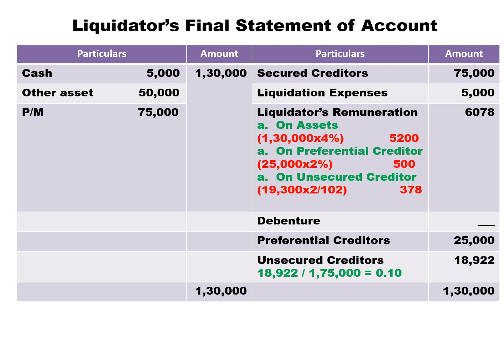We need to pay 1,75,000 to the unsecured creditors, but we have cash left of 19,300. So we don't have sufficient money. Therefore remuneration to liquidator on unsecured creditors is 19,300 into 2 divided by 102. So we get 378 rupees. Total remuneration comes to 6,078. Then the final amount payable to unsecured creditors is 18,922. We paid 10 paisa in a rupee.